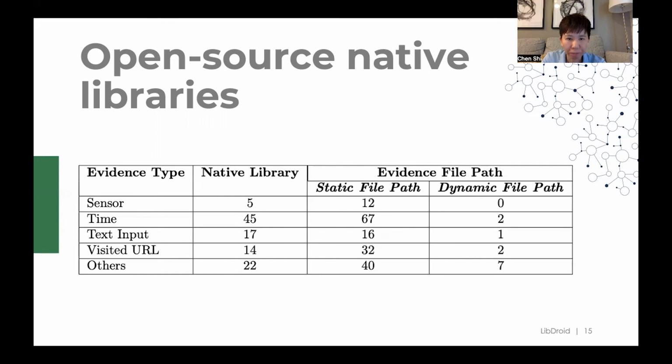45 of them will access and store time information to the file system. 17 native libraries store users' text inputs, and 40 of them obtain video URLs. In addition, we found many of the native libraries require device ID, UUID, context and mobile country codes, which are listed as other.